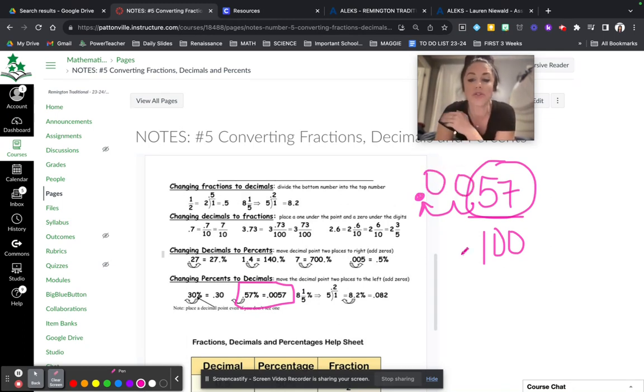So whether you start with a whole number or you start with a decimal, that's your rule. You're going to divide by 100, so your decimal point's going to move to the left twice.